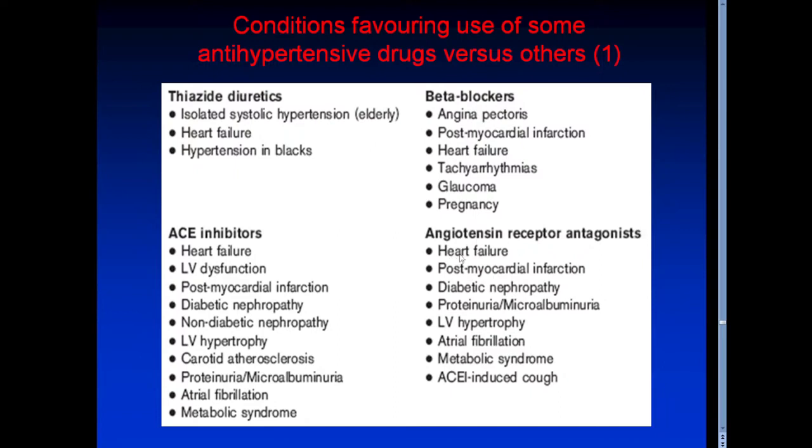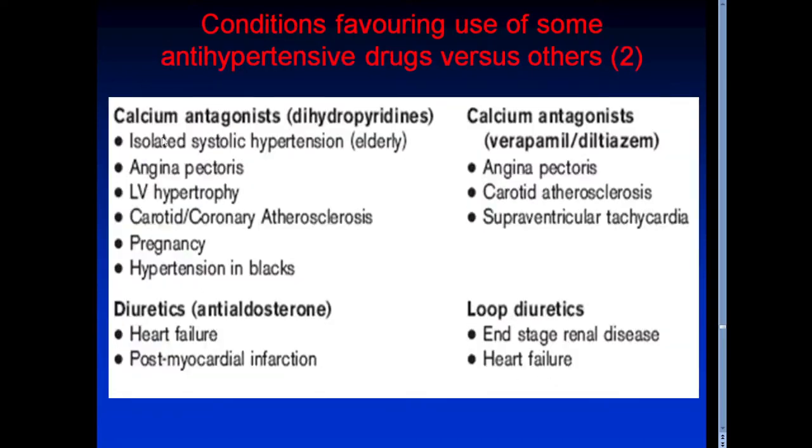Angiotensin receptor antagonists: heart failure, post-myocardial infarction, diabetic nephropathy, proteinuria, left ventricular hypertrophy, atrial fibrillation, metabolic syndrome, and ACE-induced cough. Calcium antagonists: isolated systolic hypertension, angina pectoris, left ventricular hypertrophy, atherosclerosis, pregnancy, and hypertension in black patients. Calcium antagonists verapamil, diltiazem: angina, atherosclerosis, supraventricular tachycardia. Diuretics: heart failure, anti-aldosterone diuretics, post-myocardial infarction, and loop diuretics, end stage renal disease and heart failure.